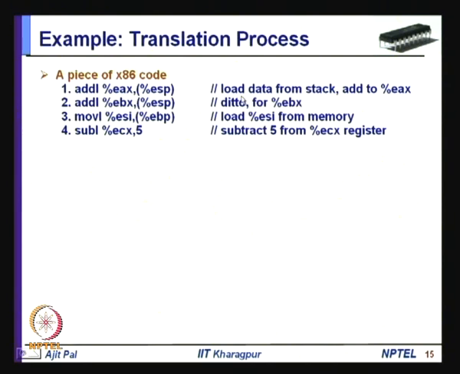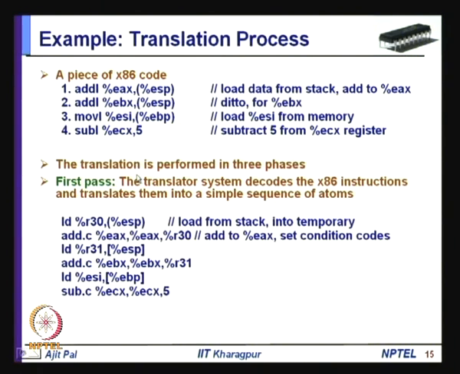First one is load data from stack, add to EX. So, you can see it is performing a load operation and an addition operation with the help of a single complex instruction. The second instruction is also doing the same thing. The third instruction is load from memory, and the fourth instruction is subtract from a register. So, you can see these 4 instructions consist of a piece of x86 code.